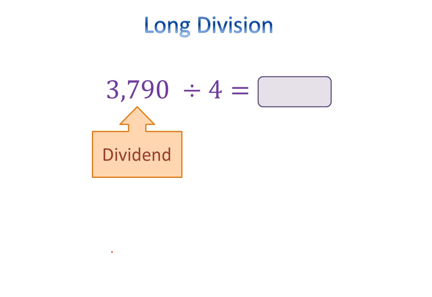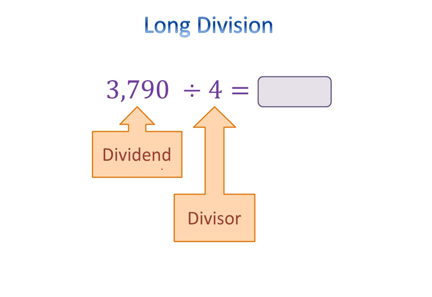The dividend is the number we are trying to divide. In this case, 3,790 is called our dividend. That's a vocabulary word. 4 is the divisor. We're trying to find out how many times 4 goes into the dividend 3,790. I imagine it'll be a lot of times.